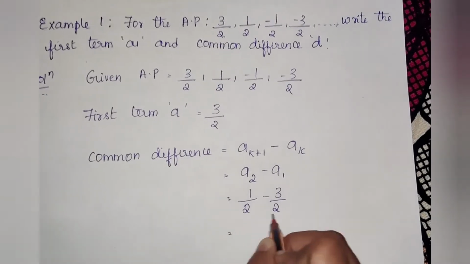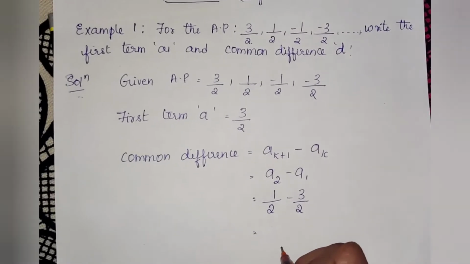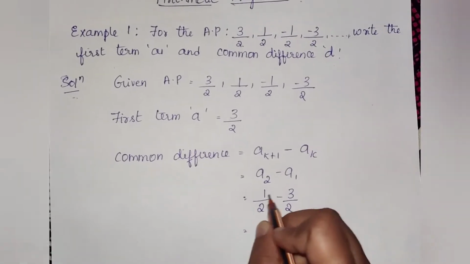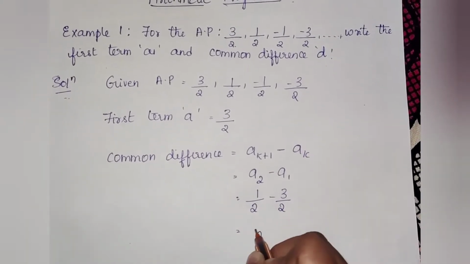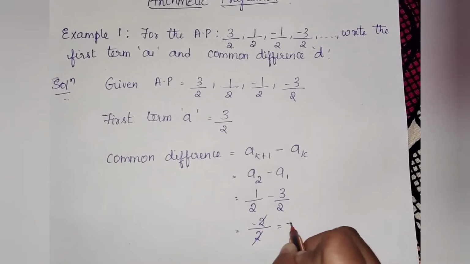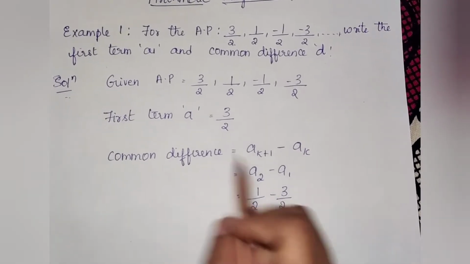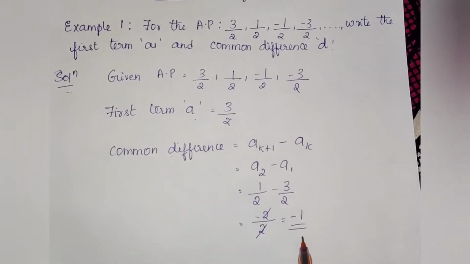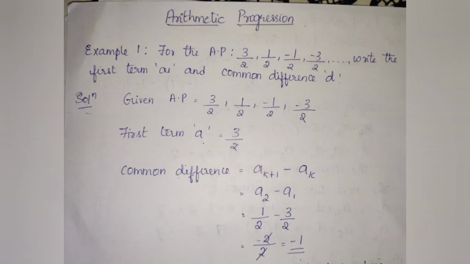Since we have the same denominator, we need not take the LCM, that is 2. 1 by 2 minus 3 by 2 is minus 2 by 2. The 2 gets cancelled, and we are remaining with minus 1. So our first term is A, that is 3 by 2, and the common difference is minus 1.